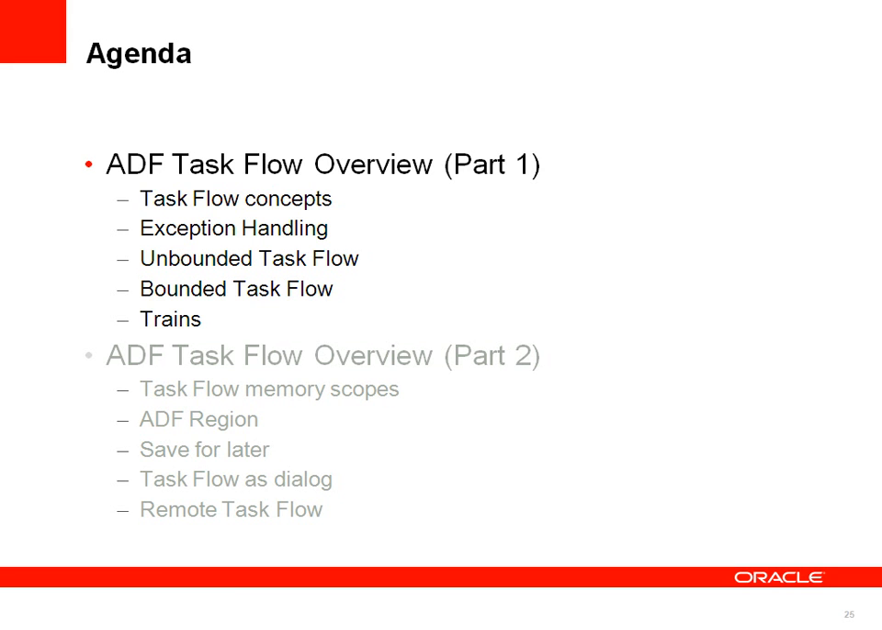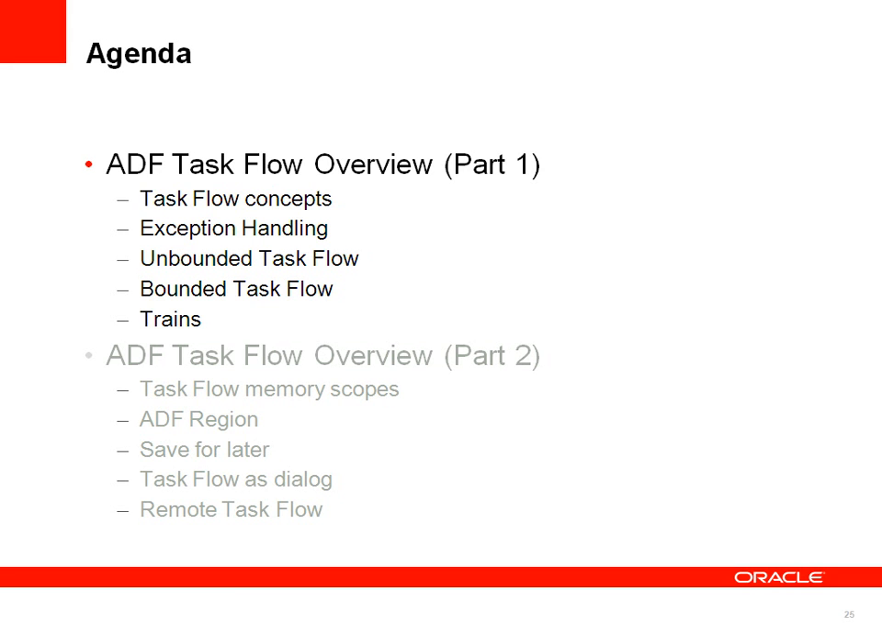This concludes part 1 of the 2-part series on task flows in Oracle ADF. So we already did cover quite a lot there. I explained task flow concepts, bounded and unbounded. We talked about declarative exception handling. Of course, there's always more in-depth knowledge that you can gather around this, but for now, as an introduction, I think we covered that pretty well. And then we talked about trains as an alternative navigation route through the bounded task flow.